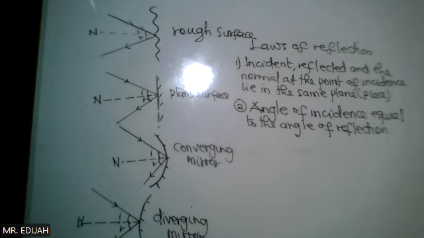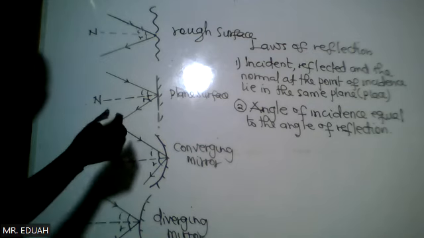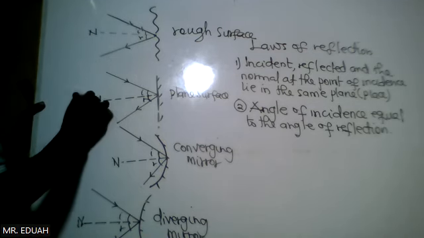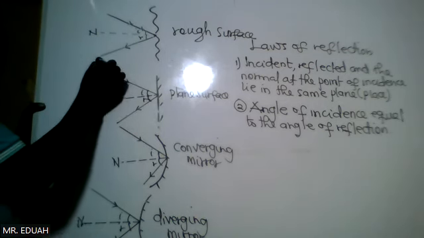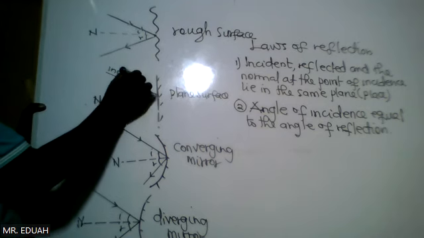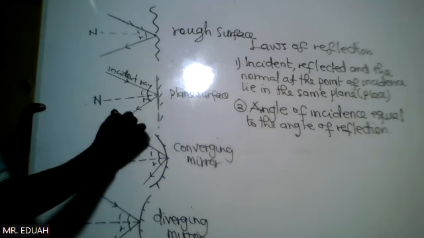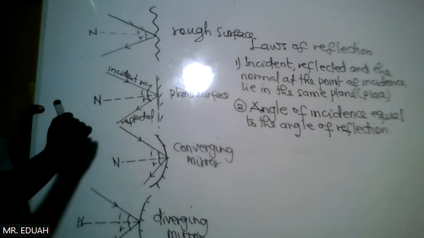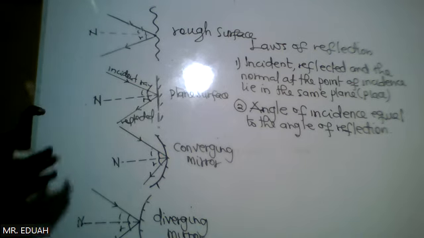So each reflection at a surface obeys the law. Whether rough, plane, or curved, the laws of reflection are obeyed. Please, the angle of incidence and reflection are taken from the normal. So you must indicate your normal to measure the angle of incidence. What is the incident ray? This is the reflected ray. So the angle of incidence is this angle between the normal and the incident ray.